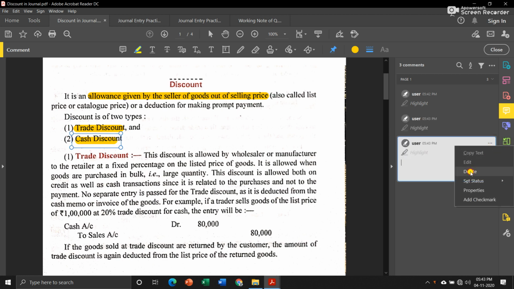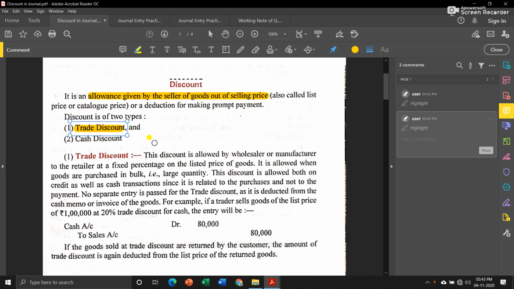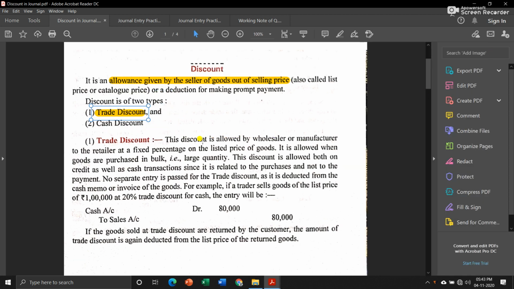Now trade discount, this discount is allowed by wholesaler or manufacturer to the retailer at a fixed percentage on the listed price of goods. Means it is a discount given by wholesaler or manufacturer to the retailer on a fixed price, that is the marked price, or you can say as catalog price.